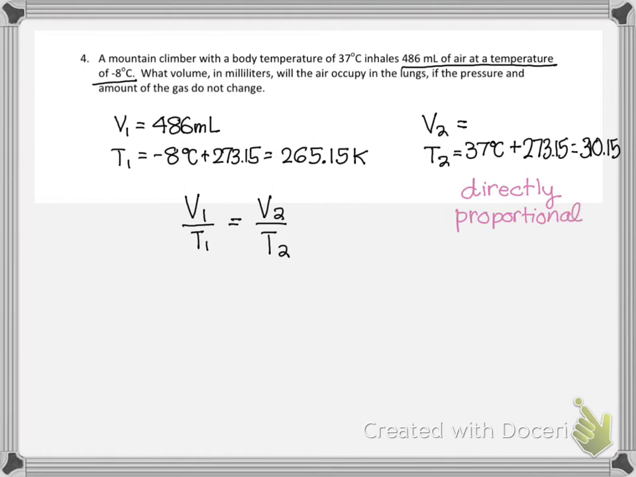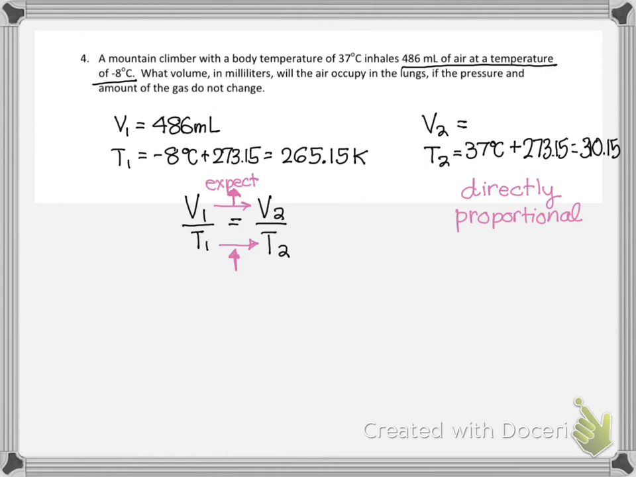So in this example, the temperature is increasing. I'm just going to write an up arrow for increasing. It's going up. So then what we expect for our volumes is we expect the volumes also to be greater. So we'll expect our answer to be bigger than 486.